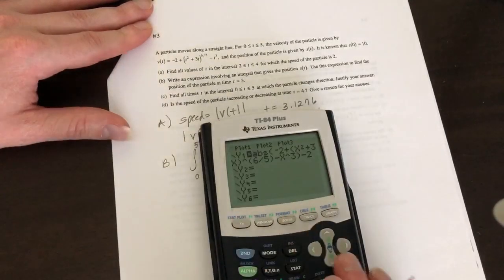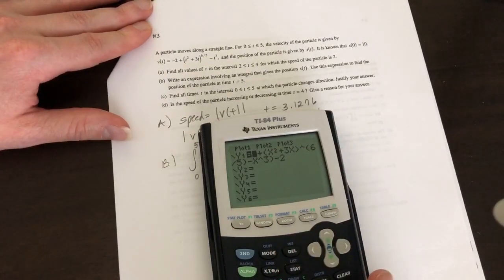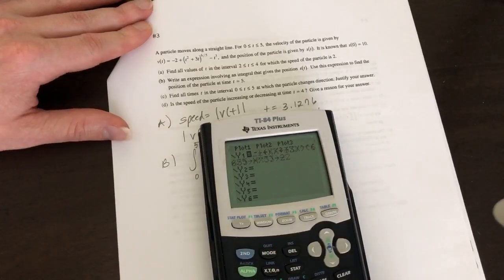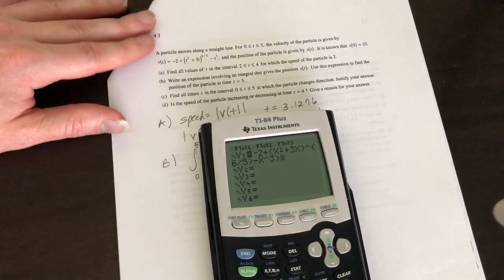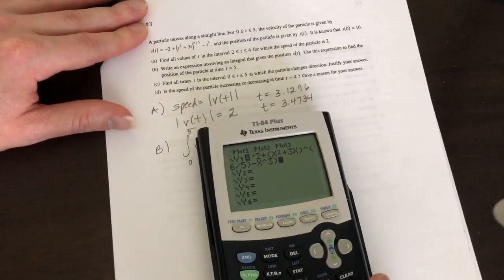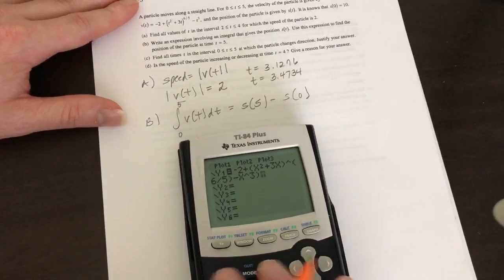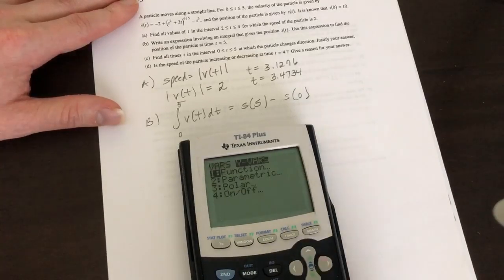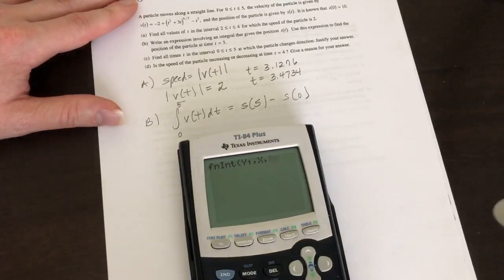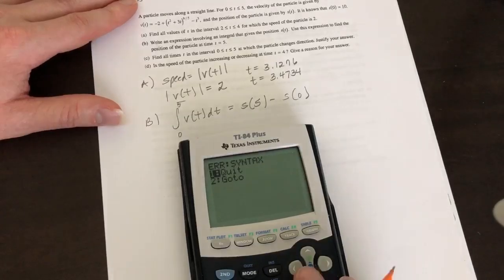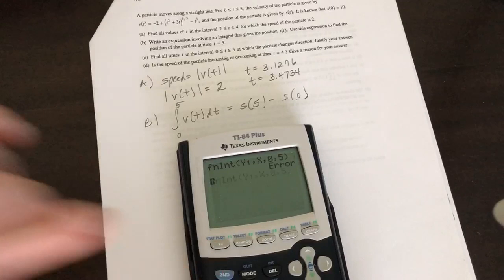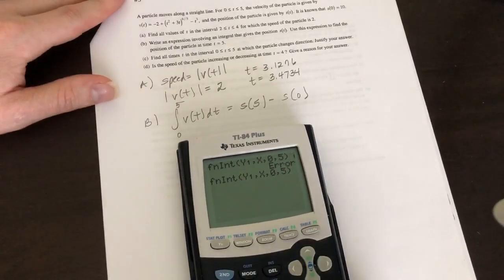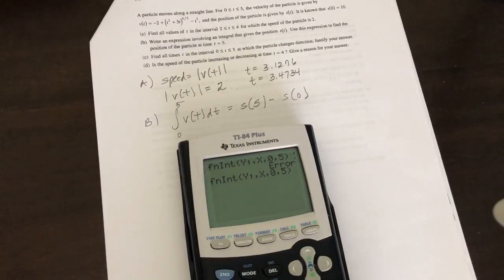Okay, now when we go to integrate, we have to get rid of our absolute value. Okay, and we're going to get rid of that too. So make sure you have the original velocity function in there. Okay, so we're going to integrate that. Math 9, comma x, comma 0, comma 5. Add that extra parentheses in there. Okay, so you should get negative 19.207.